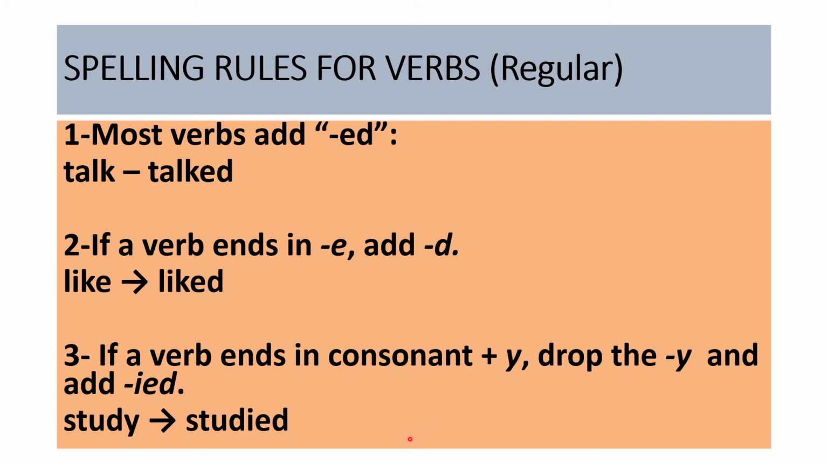Number 3. If a verb ends in a consonant plus Y, drop the Y and add IED. Example, study, studied. Si el verbo termina en una consonante más Y, hay que eliminar la Y y agregar IED, como en este ejemplo, study, studied. Estamos hablando de las reglas para los verbos regulares en pasado.